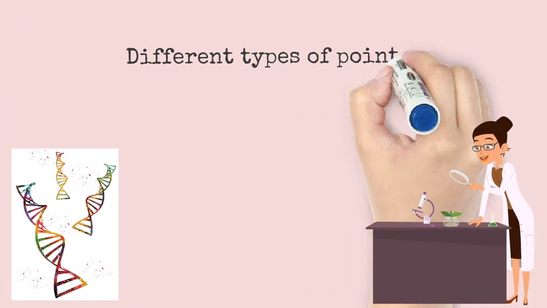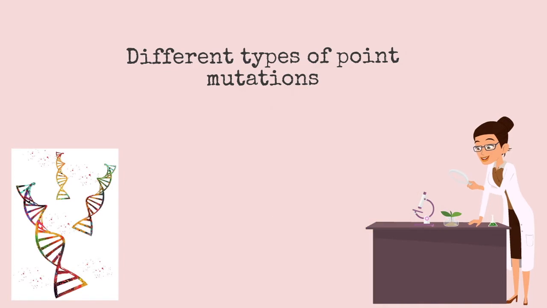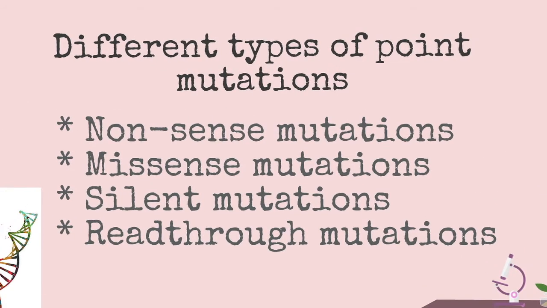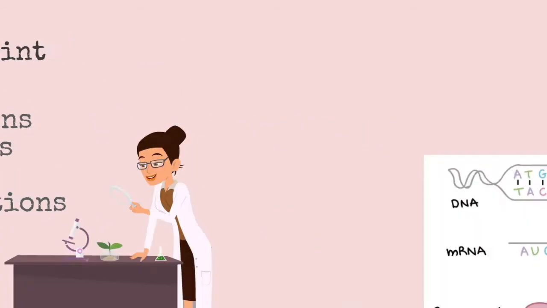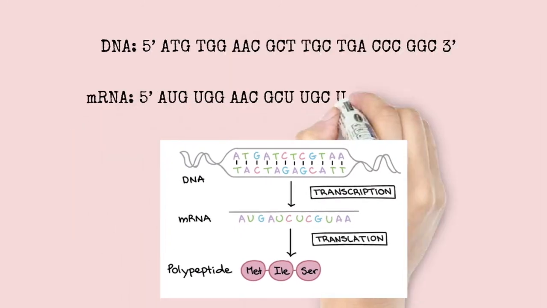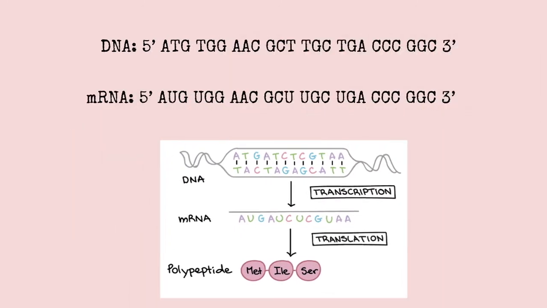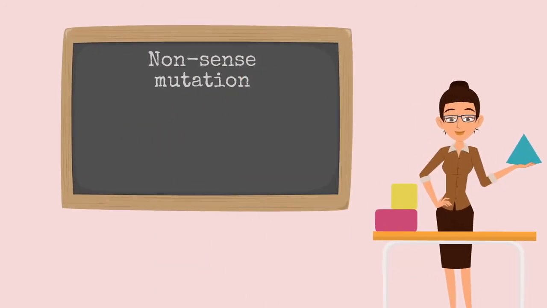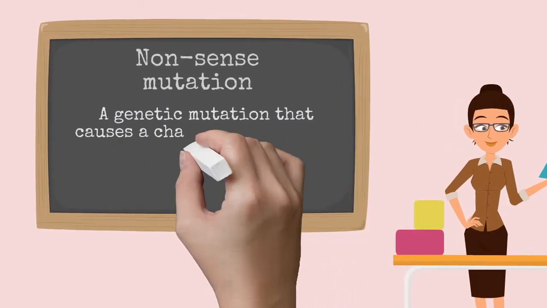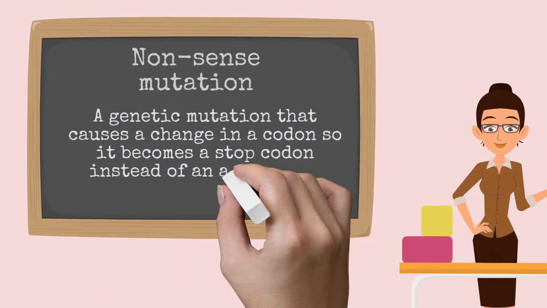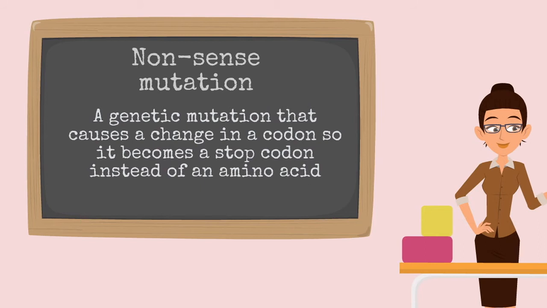There are 4 different types of point mutations: nonsense mutations, missense mutations, silent mutations, and read-through mutations. The following DNA coding strand and the corresponding mRNA strand will be used as the normal to demonstrate each type of mutation. A nonsense mutation is a genetic mutation that causes a change in a codon so it becomes a stop codon instead of an amino acid. This results in shortening of the protein.